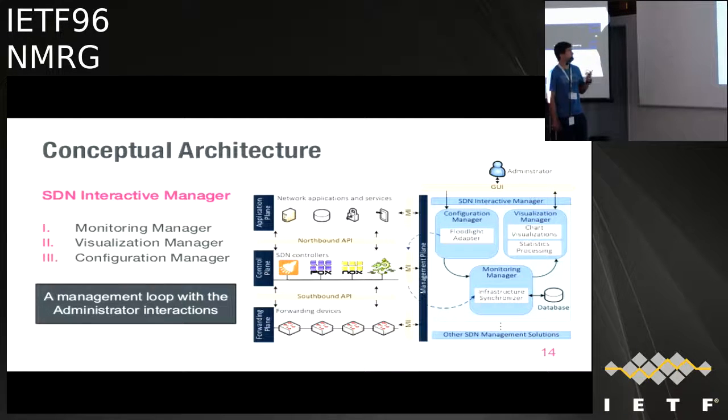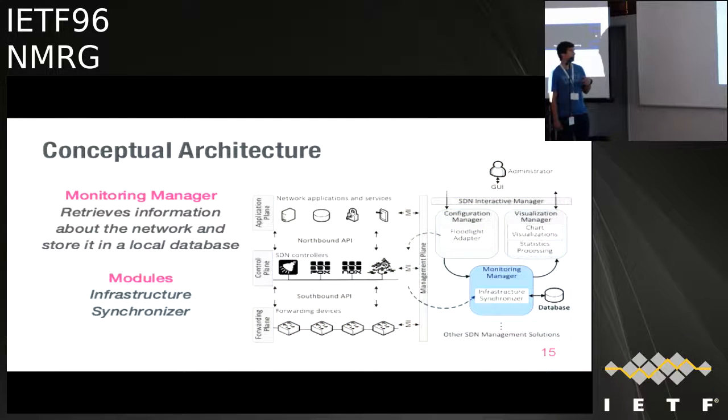The monitoring manager is responsible for retrieving information about the network and storing it in a local database. And to do that, the monitoring manager communicates with the controller through the management interface, and its module is the infrastructure synchronizer.